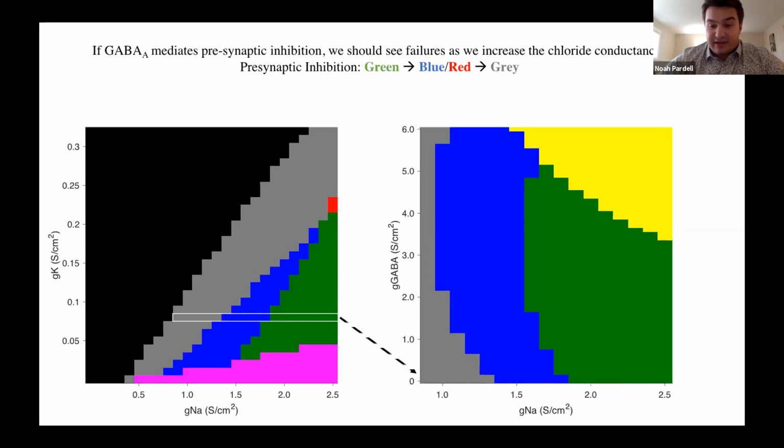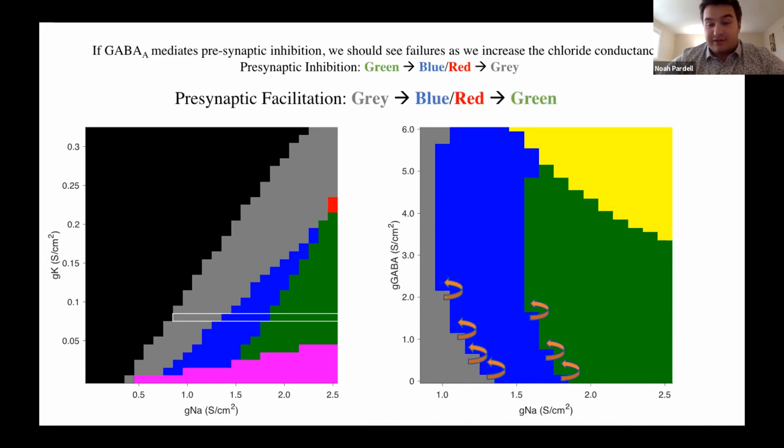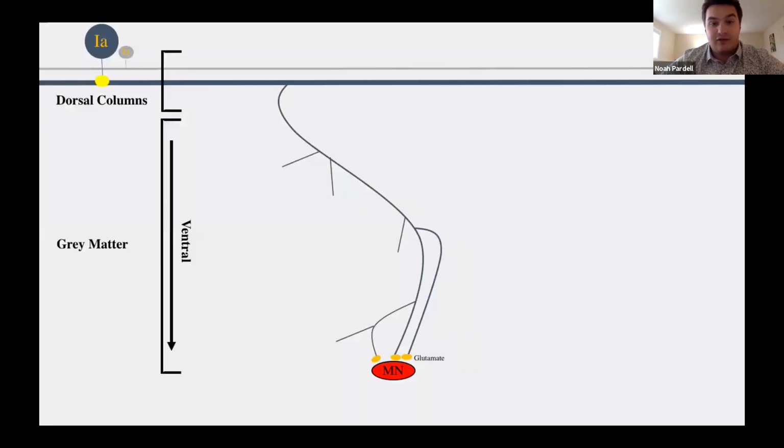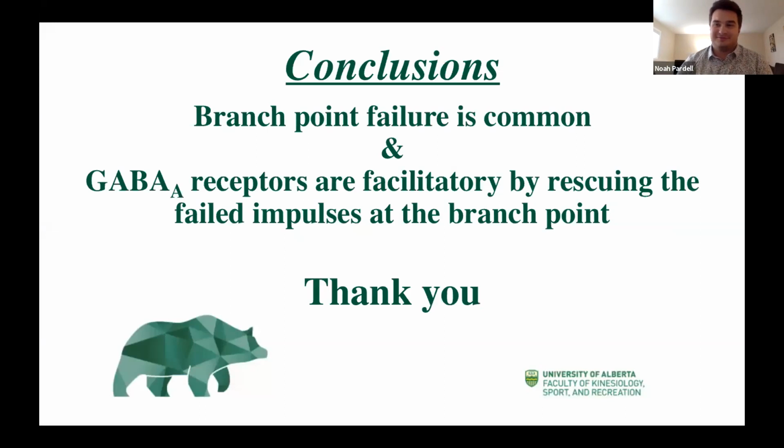But actually what we see is gray to blue and blue to green. This is a rescue of the previous failure. It's increasing transmission. So actually presynaptic facilitation is what we're seeing. So lastly, we have an impulse which travels down the axon, is not able to go into one branch. But with the addition of PAD and these ionotropic GABA receptors, we're able to successfully go through both branches. Thank you so much.